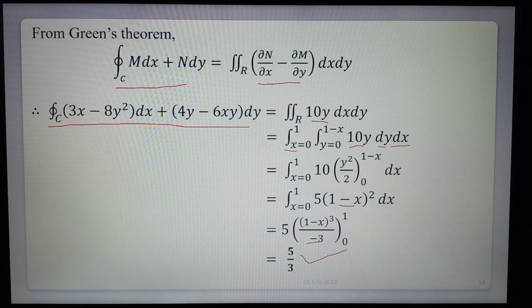Verification means now finding the line integral. We already found the double integration, so is 5 by 3 correct or not? Now we find the line integration, that is the LHS part over C.